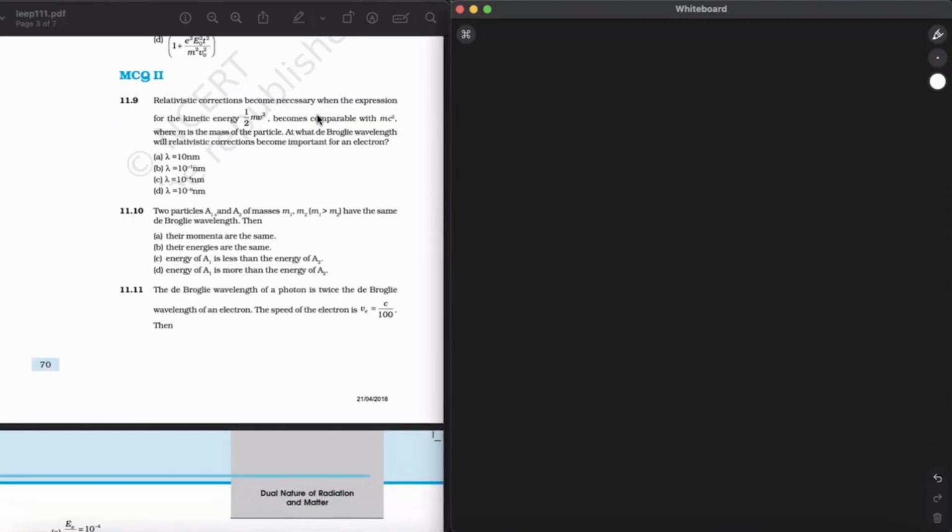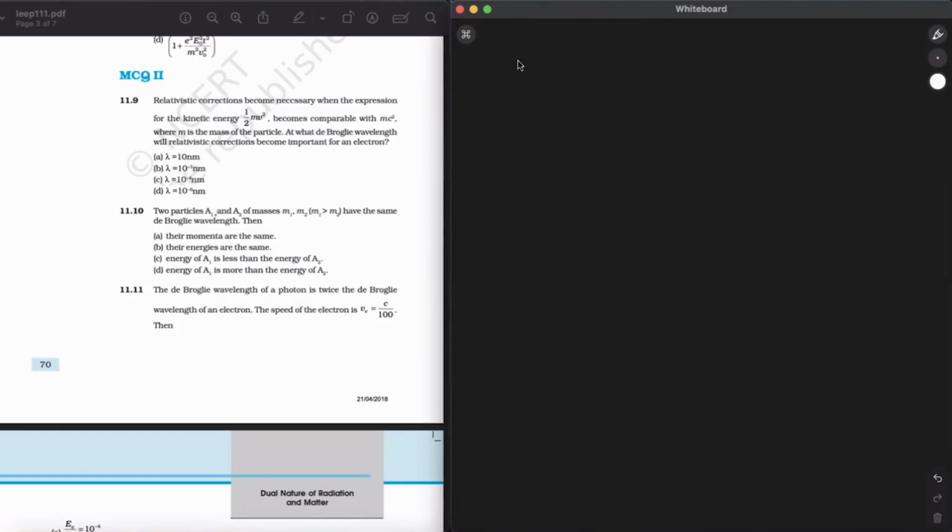Relativistic corrections become necessary when the expression for the kinetic energy, E equal to half m v square, becomes comparable with m c square, where m is the mass of the particle. At what de Broglie wavelength will relativistic corrections become important for an electron? See, in the first half of the question, they are giving you the condition where the relativistic corrections should be applied.